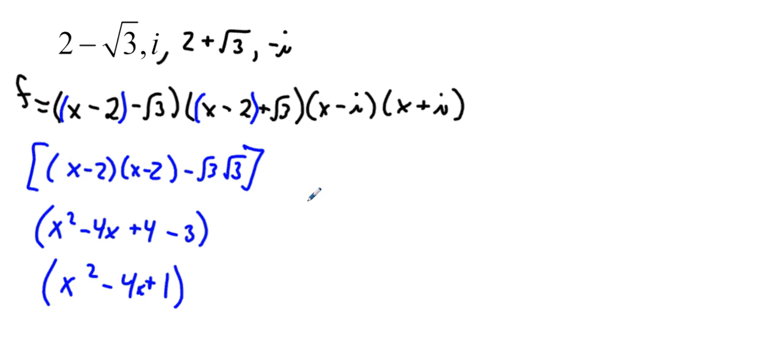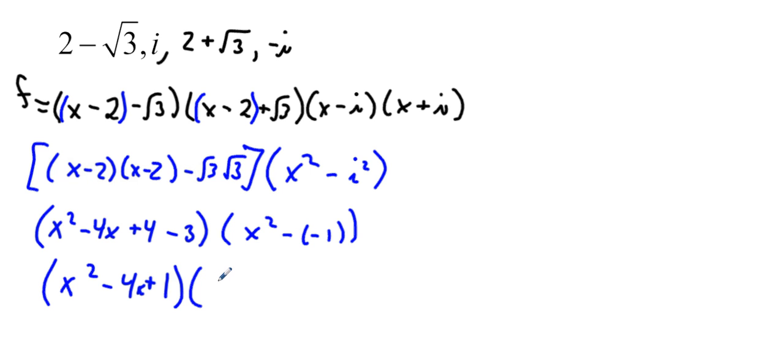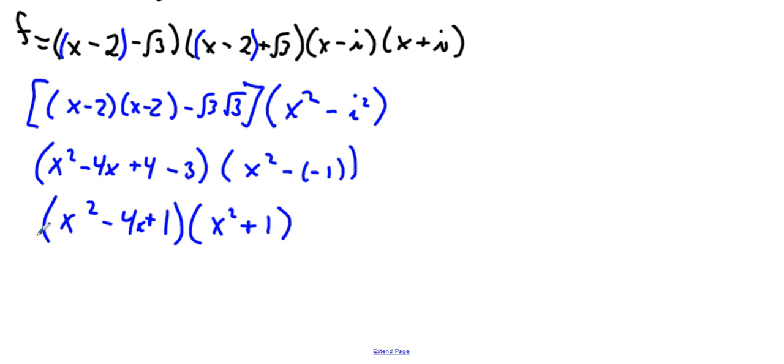There we have our first expression. And our next one, we have x times x, which is x squared. Middle terms cancel out. Negative i times i is negative i squared. This will turn into x squared, negative times negative 1, because i squared is negative 1. What we have then is x squared plus 1. That's our answer. Now, we're going to finish this off.